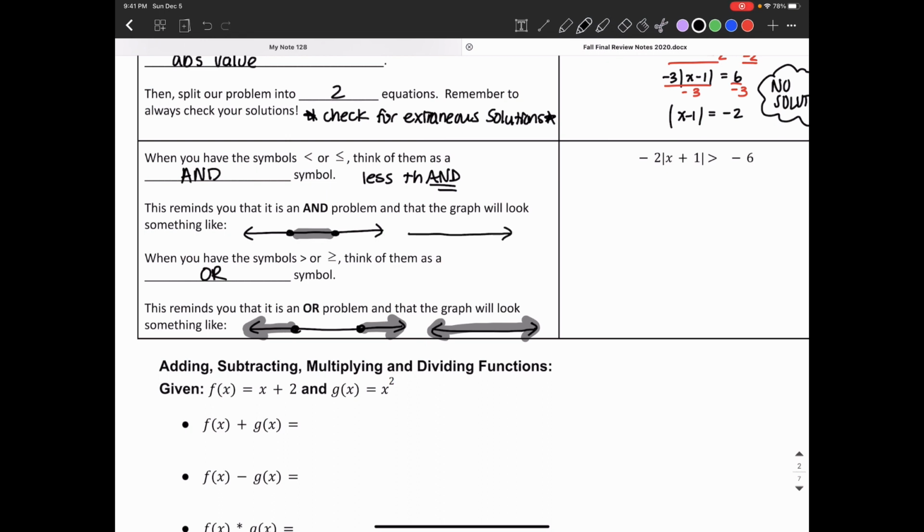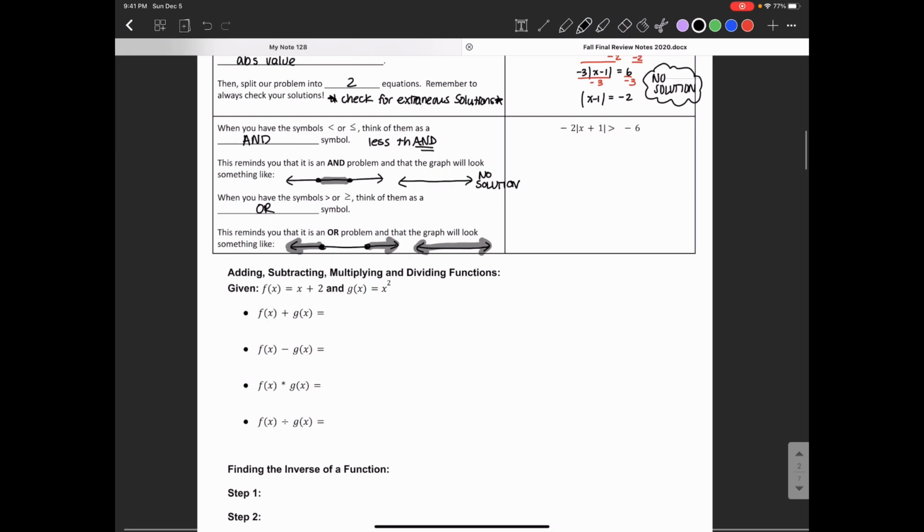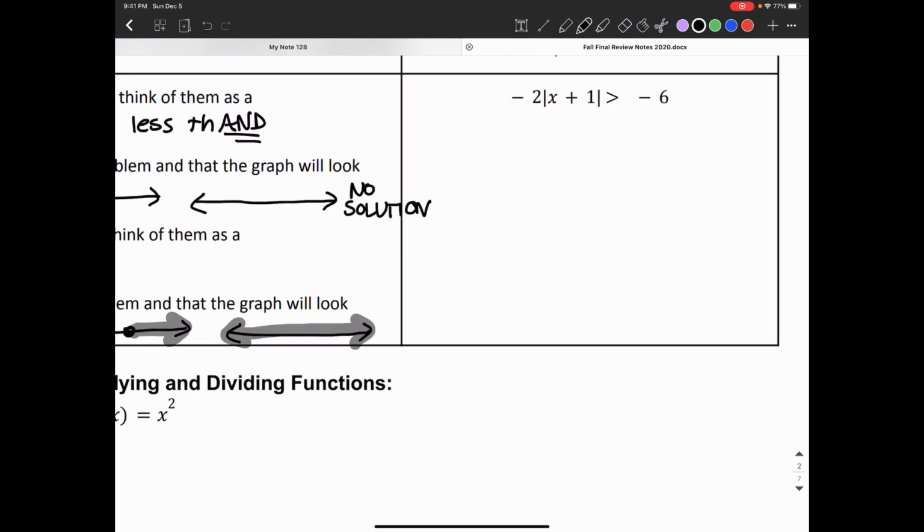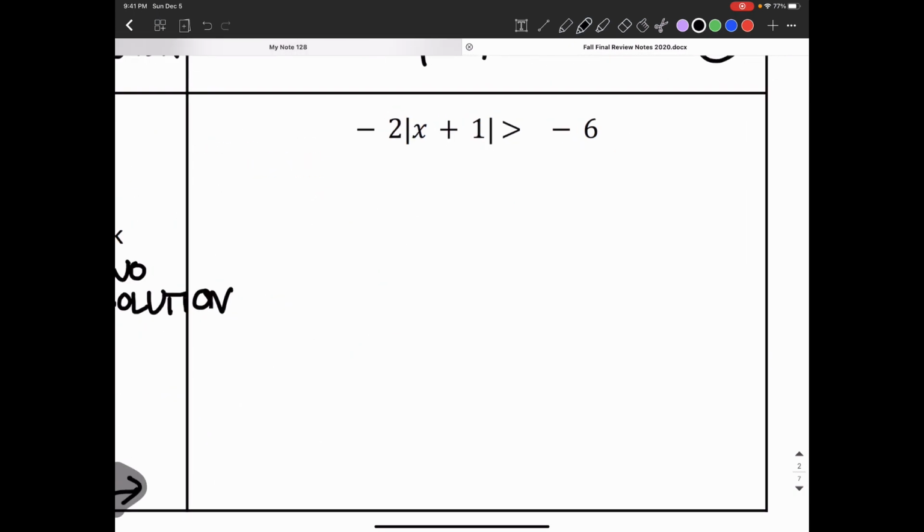And for and, you either have that or you have no solution, nothing shaded, because it doesn't make sense. So make sure you're shading in the right direction and you're looking at what your solution is and if it makes sense. Here's an example.